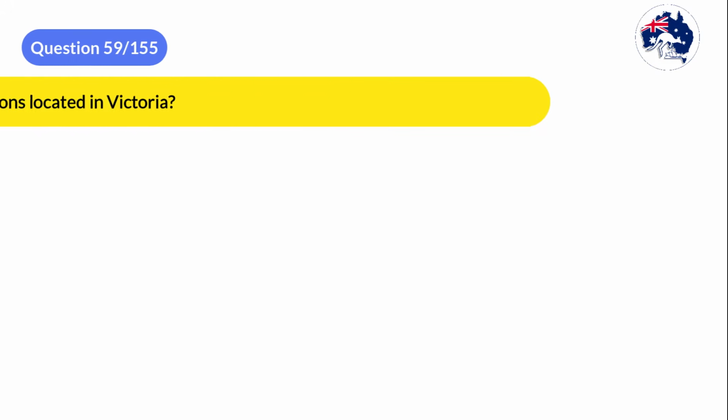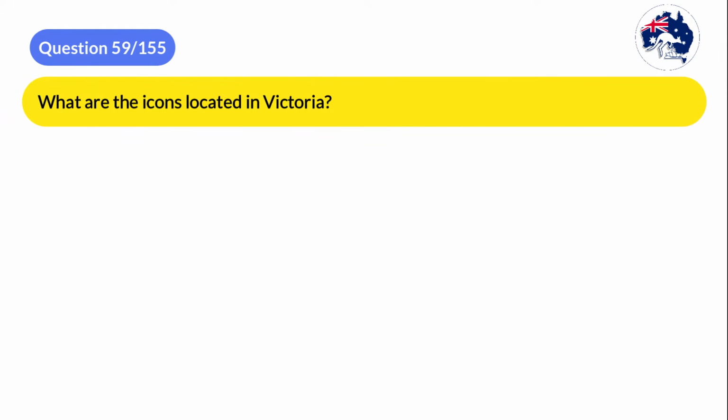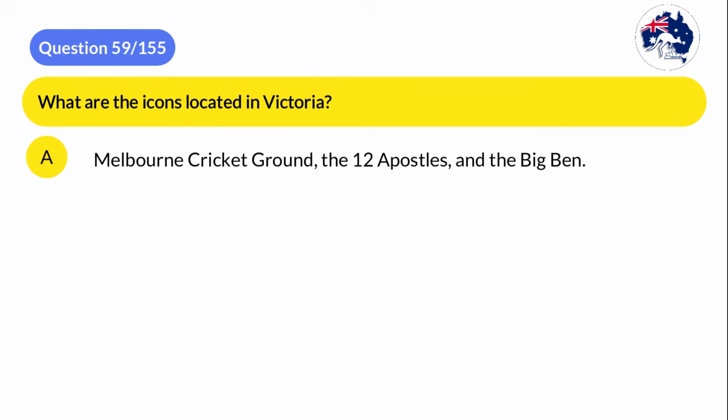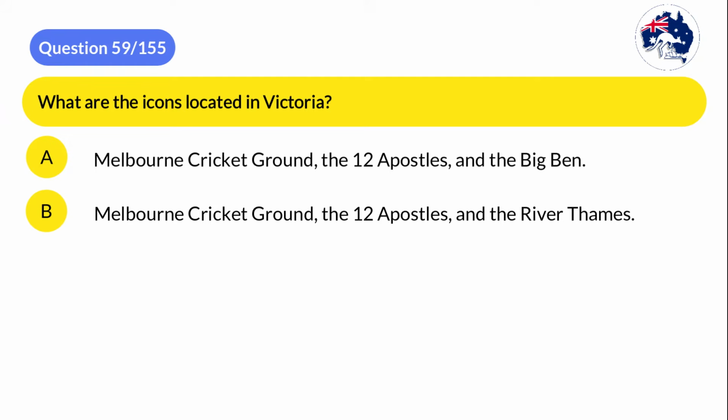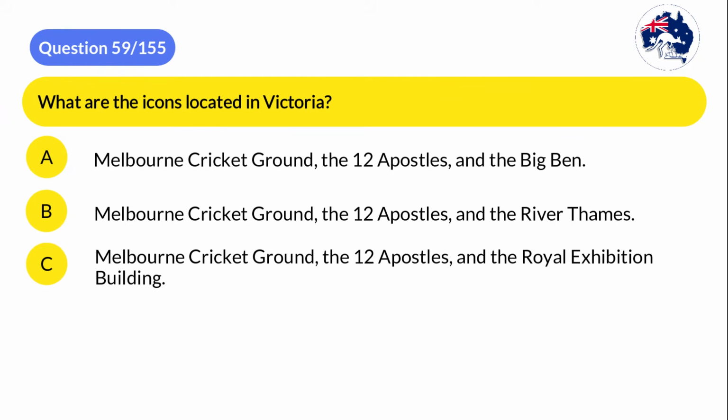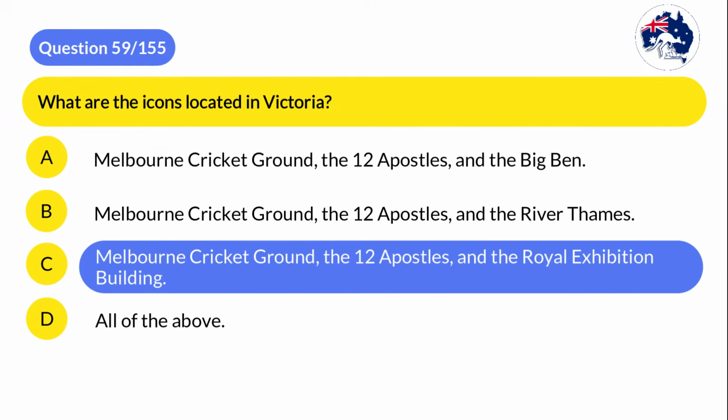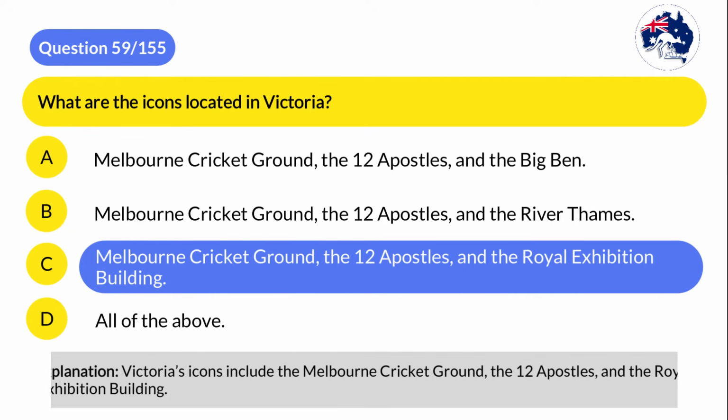Question 59. What are the icons located in Victoria? A. Melbourne Cricket Ground, the 12 Apostles, and the Big Ben. B. Melbourne Cricket Ground, the 12 Apostles, and the River Thames. C. Melbourne Cricket Ground, the 12 Apostles, and the Royal Exhibition Building. D. All of the above. The correct answer is C. Melbourne Cricket Ground, the 12 Apostles, and the Royal Exhibition Building. Explanation: Victoria's icons include the Melbourne Cricket Ground, the 12 Apostles, and the Royal Exhibition Building.